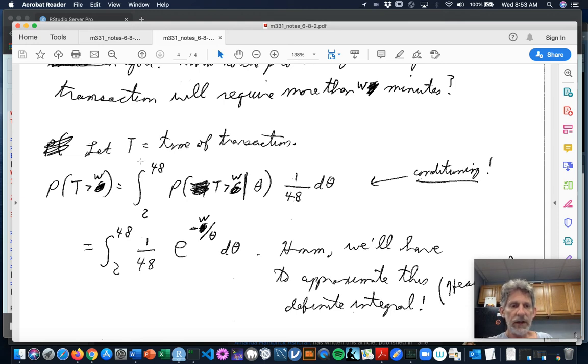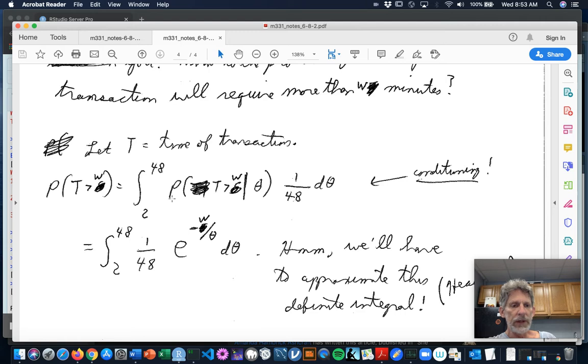I think we could find this probability right here, okay? Because that's the chance that an exponential is more than W, and the chance that an exponential is more than W is e to the minus W over theta, where theta is the parameter for the exponential. So let's leverage that to do conditioning to find this probability.